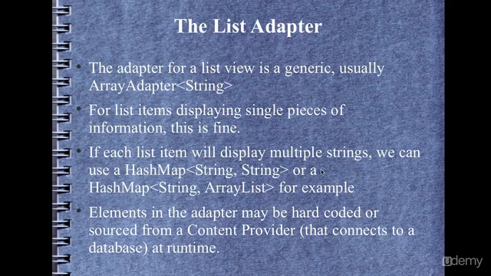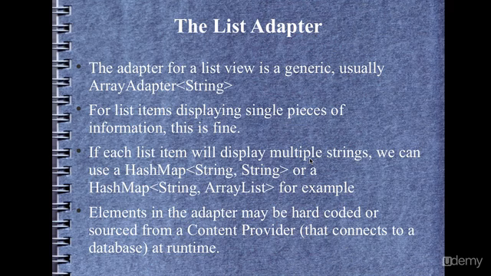Now this list adapter, as I said, is generic, and we use it to provide the information for each item in the list. This is usually an array adapter of type string. If we only want to display single pieces of information, that's fine. However, if each item is going to display multiple strings, we can use a hash map of string to string, and then even a hash map of string to int, let's say. Or if we want an even more complex view, a hash map of string and then an array list, for example. And this will give us a key value where the values are an array that we can use to populate our items list.